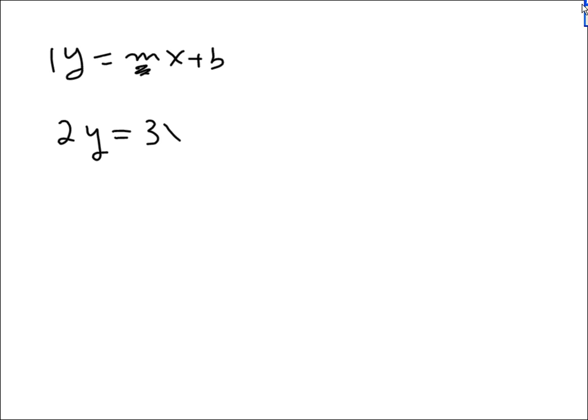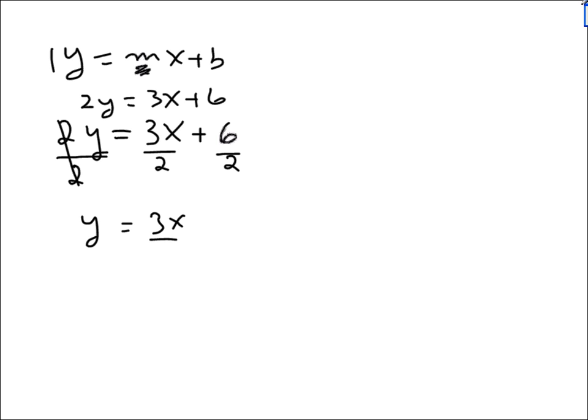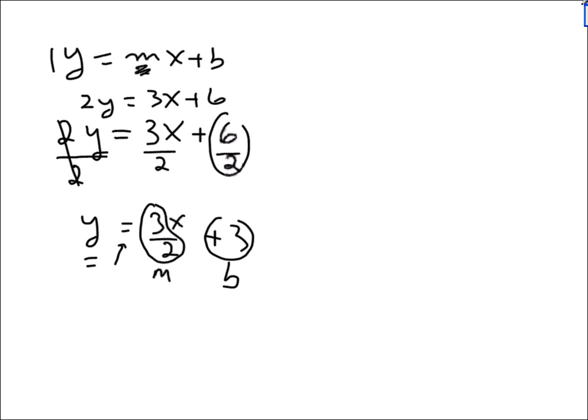For the record, if you had, let's graph this. 2y is equal to 3x plus 6. Since it doesn't say y equals, we have to get it to say y equals to be in the slope-intercept form. We divide by 2. So now we have y is equal to 3x over 2 plus, this happens to be 3. This, including the denominator, that's m, and this is b. It must say y equals before you read off the m and the b.